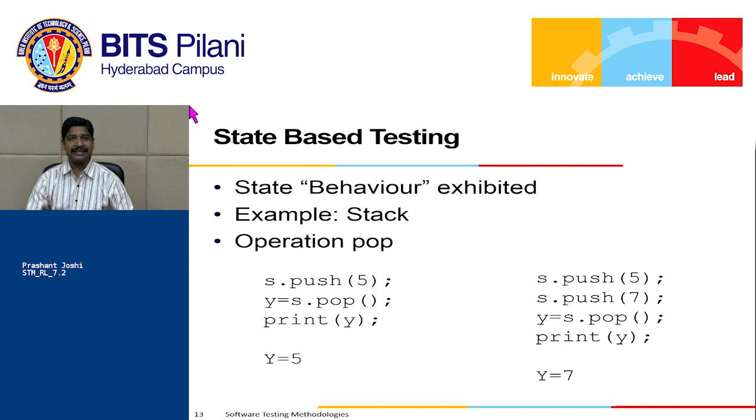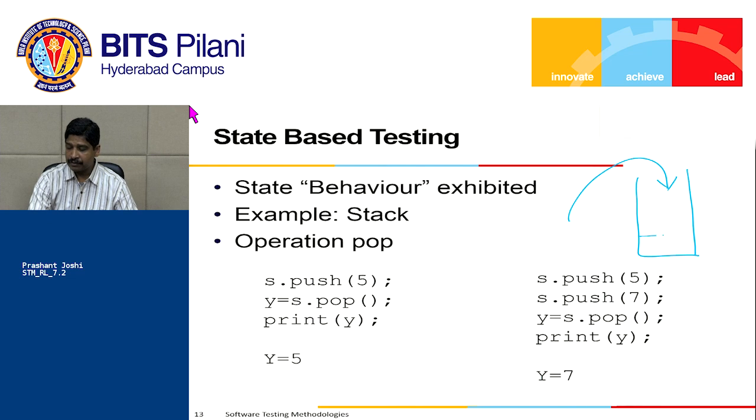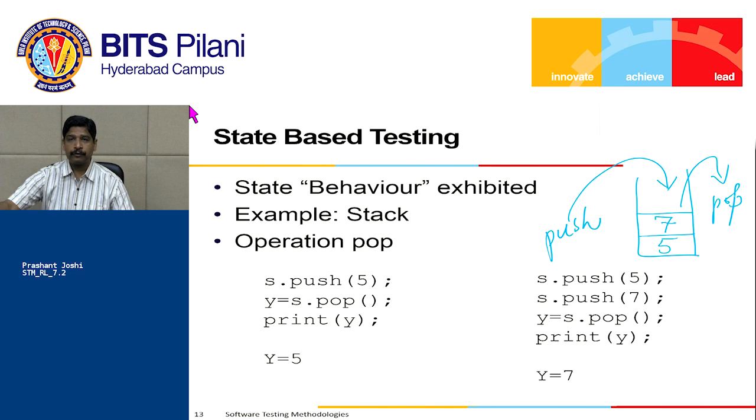and how the state behavior is exhibited. So a stack is a stack of things. I stack 5, and then I stack 7. This is a push on the stack, and then I do a pop from the stack. So what is the state behavior here? The stack is empty, the stack is partially full, and the stack is full. That becomes my state behavior.